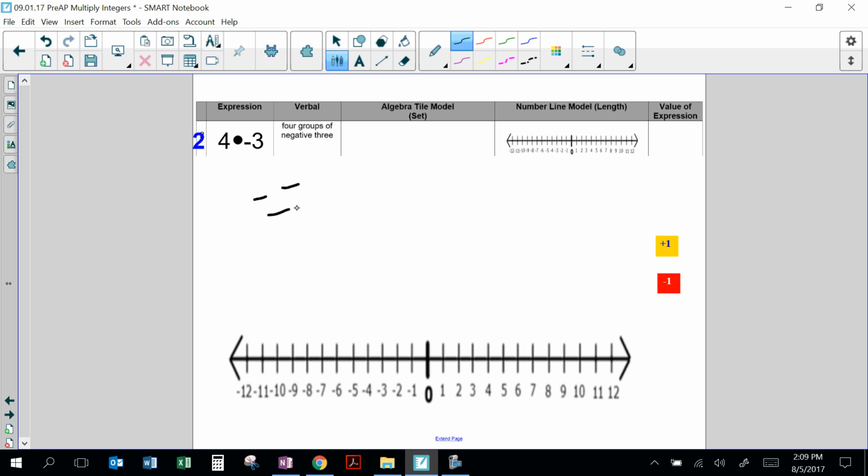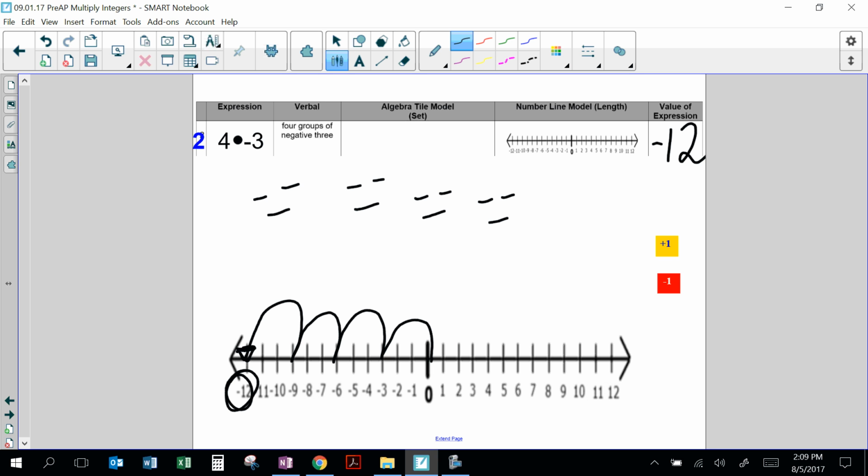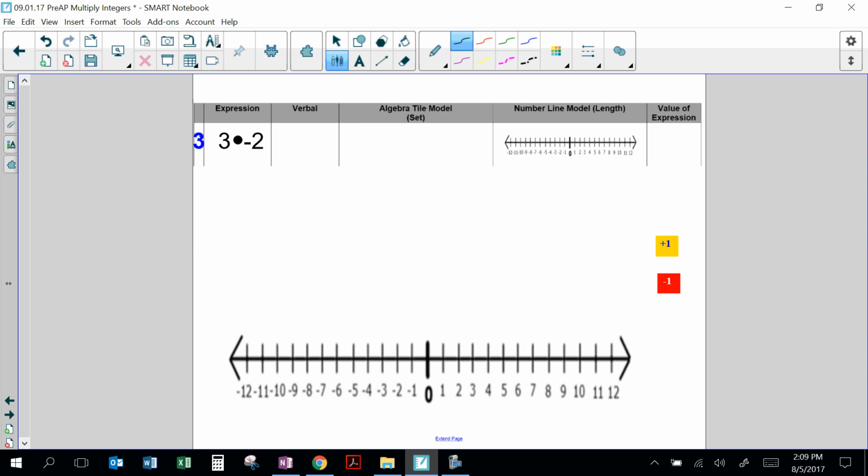Number 2, 4 groups of -3. One group of -3, second group of -3, third group of -3, fourth group of -3. That's -12. How would you show that using a number line? A group of -3, group of -3, group of -3, group of -3. And it's -12. Number 3, 3 groups of -2. That's -6. 3 times -2.